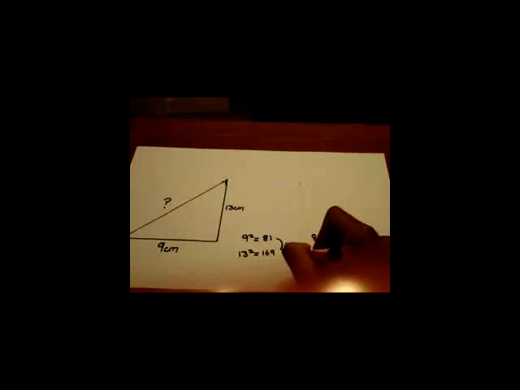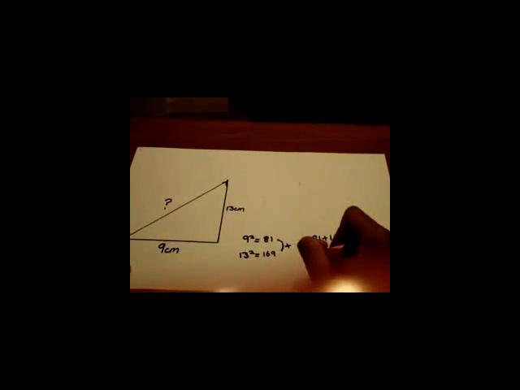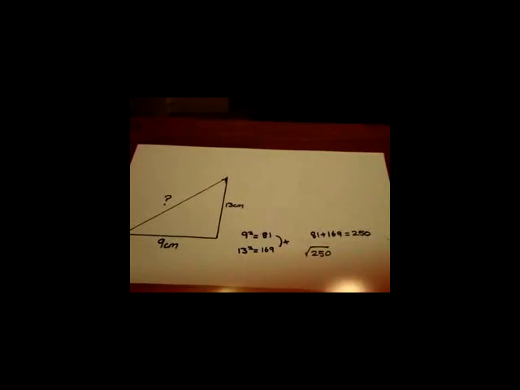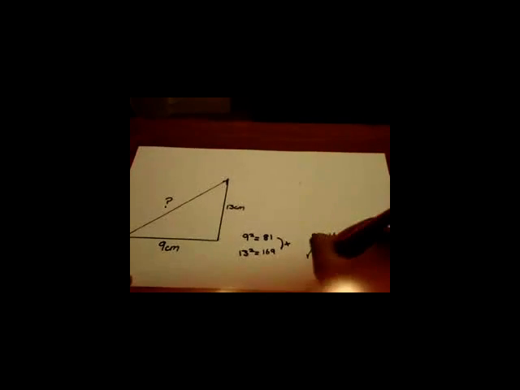So to find the side of the hypotenuse, what we do is find the square root of 250. And the square root of 250 is 15.8. And that's the side of the hypotenuse.